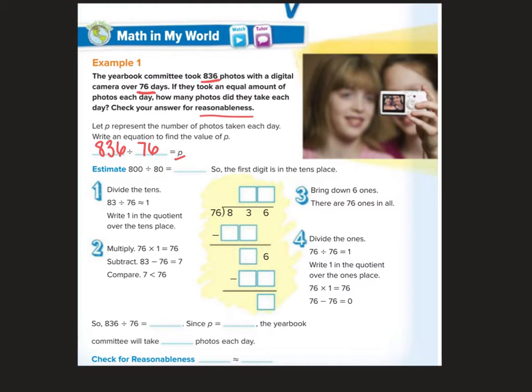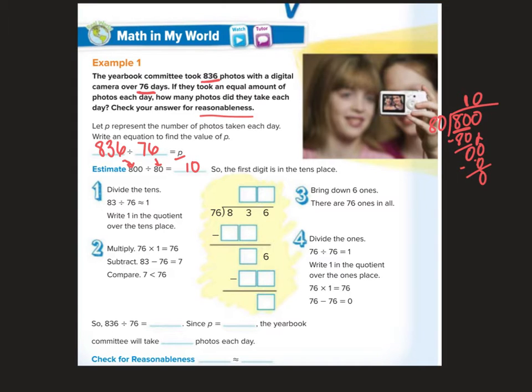First off, if I estimated, I could do 800 divided by 80, and that's going to be 10. If I wrote it out like this, I'd say 80 goes into 80 once, minus 80, 0. How many 80s go into 0? 0, minus 0, 0. Okay, 10. So our answer should be about 10 pictures a day. So let's check it out. It's probably going to be a little low, so it might be a little more than 10 if I actually do it.